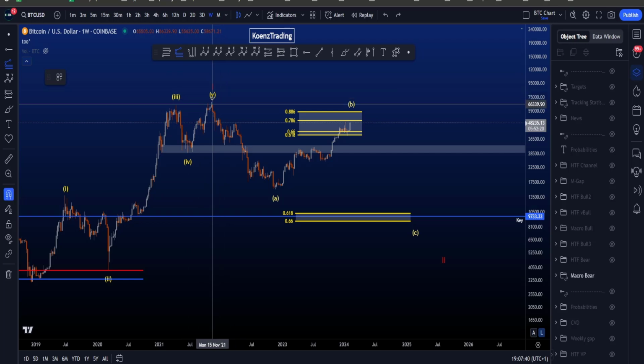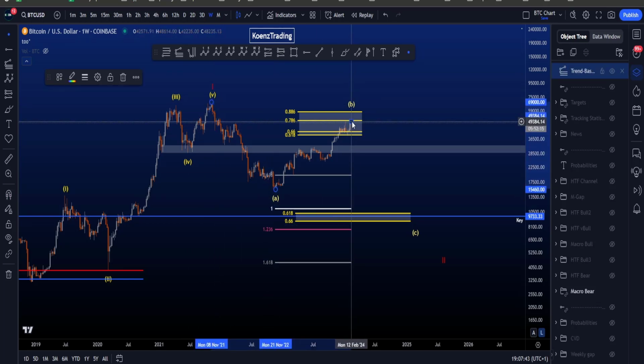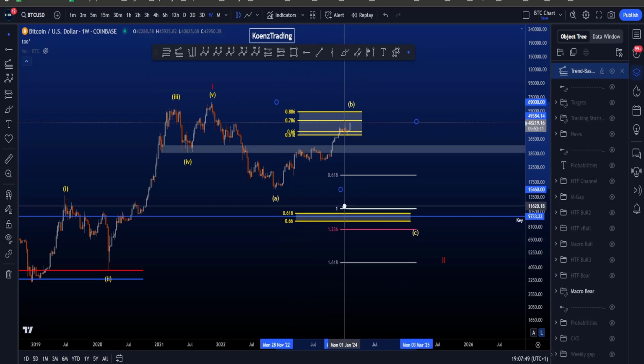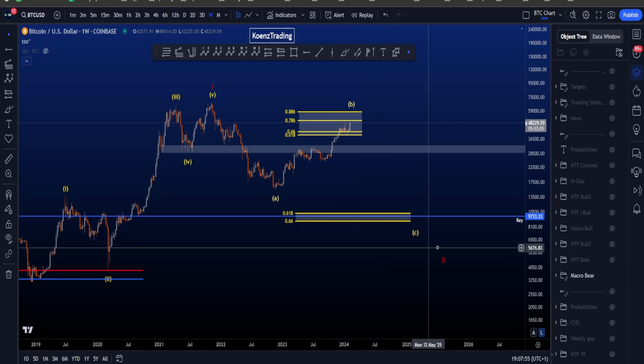If you take a trend-based Fib extension from the high to the low of wave A and put it currently on the high over here of the wave B, then you can see that the most common target area for your wave C, being between the 1 and the 1.236, is nicely positioned inside this area.